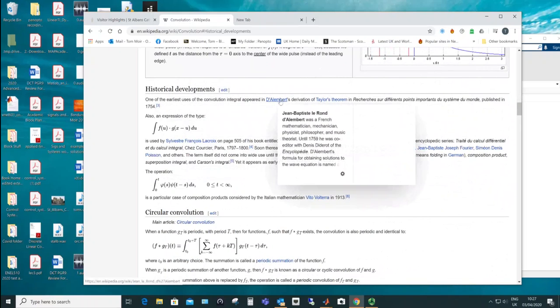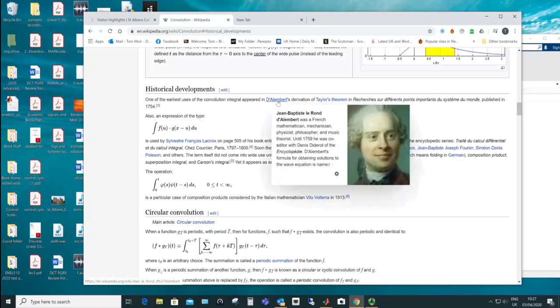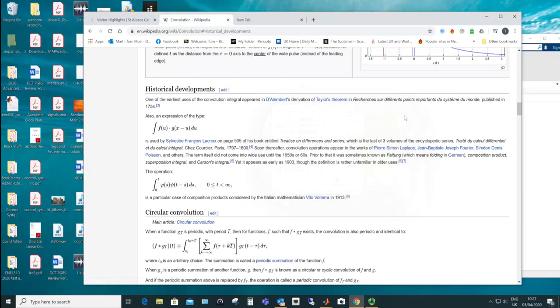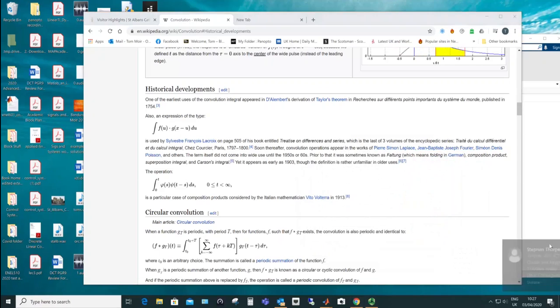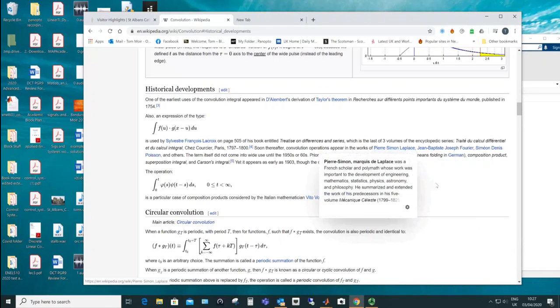Historically, it's interesting because this goes back to 1754. D'Alembert, a French mathematician, mentioned this in 1754, in Recherche sur différents points importants du système du monde. It's research of different important points of systems of the world, I think that means. And this expression, which is what we had mentioned earlier, is used by François Lacroix in his treatise on differences and series, way back in the 18th century. And of course, Pierre Laplace and Jean-Baptiste Fourier, whom we study in this course, two famous French mathematicians, have mentioned this way back.